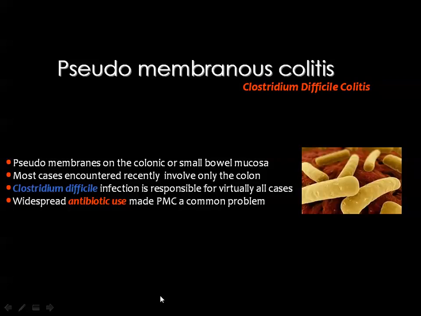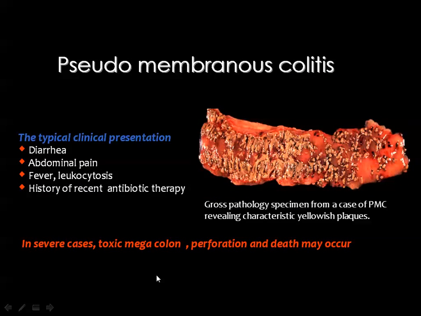Then we came to a lesion which is now seen commonly in the colon, which is known as pseudomembranous colitis or Clostridium difficile colitis, because this is the bacteria responsible for this type of inflammation. And it is stated in the literature that this pattern of inflammation may affect the colon or the small bowel, but most of the cases are seen affecting the colon in particular. The main underlying cause is the widespread use of antibiotics, which will result in proliferation and growth of this particular type of bacteria, resulting in this pseudomembranous colitis.